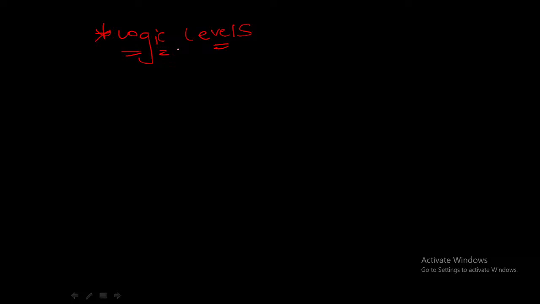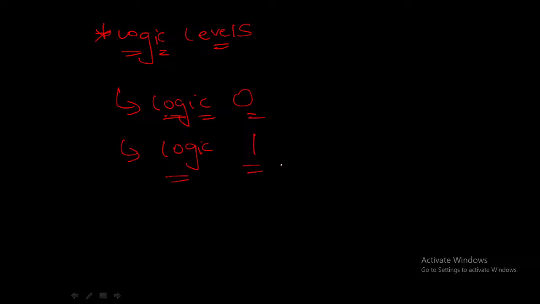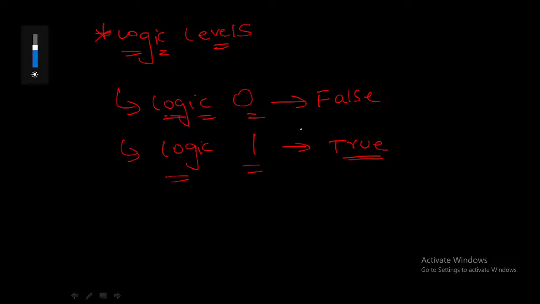Now we have two logic levels in Boolean algebra. One is called logic 0 level, and another is logic 1 level. So basically logic 0 is used to represent the false condition, and logic 1 is used to represent the true condition.